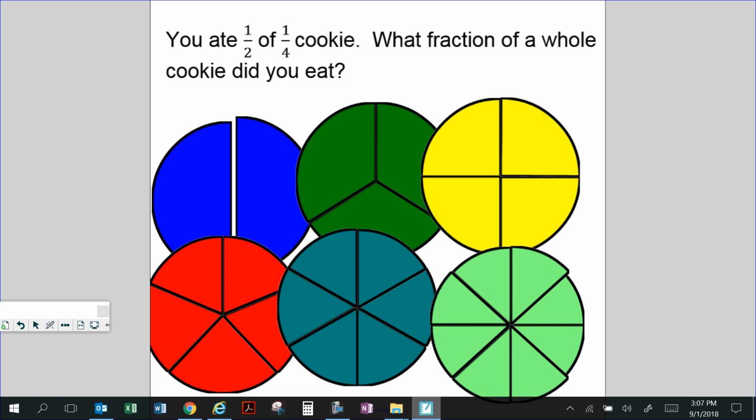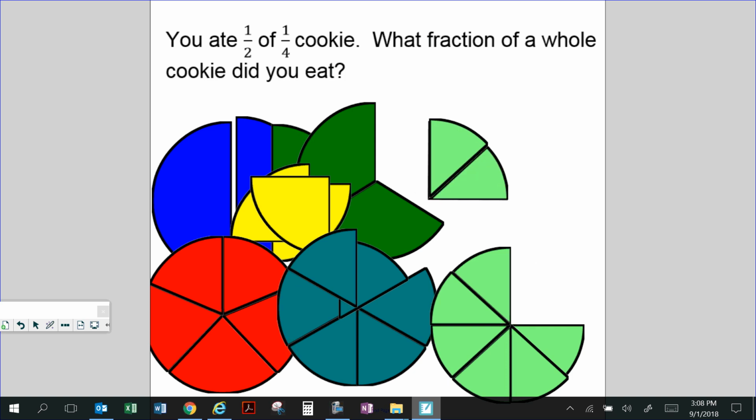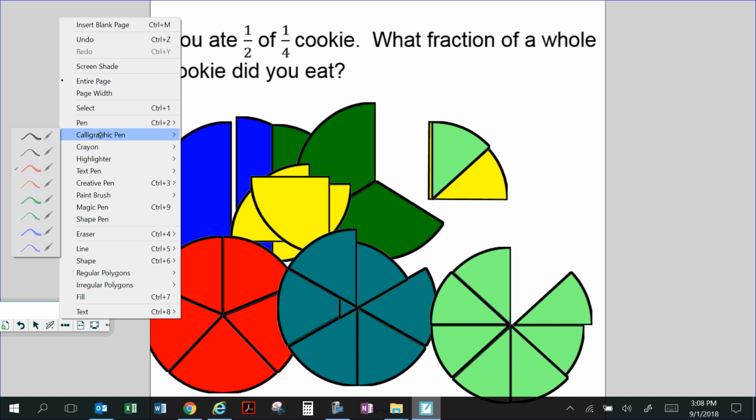Next one, you ate half of a 1/4 cookie. So let's find a 1/4 cookie. Well, here's fourths. So here's a fourth. I ate half of this. No, that's not half of it. Yeah, so I ate half of that. What fraction of a whole cookie did I eat? These are the eighths. So I must have eaten an eighth.